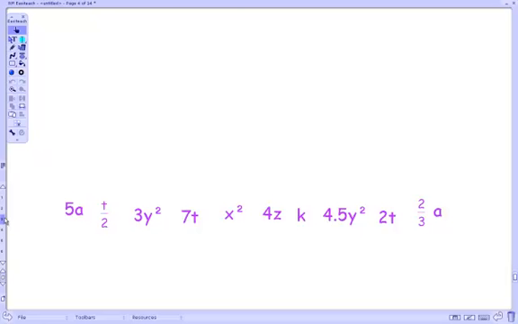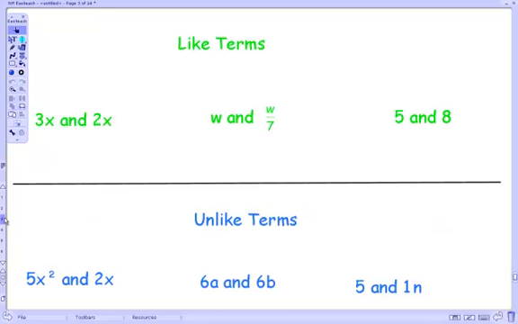Wait, so if something has a label, you can add them together? That's a good point. You've got to think of these variables almost as labels. So if it's the same label, the same variable, the same power, you can put them together. They're like things. But if it's slightly different, you can't. What about if you had $3.10? It's still the same money. You can have money together because it's the same thing.